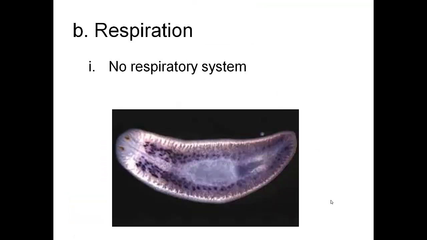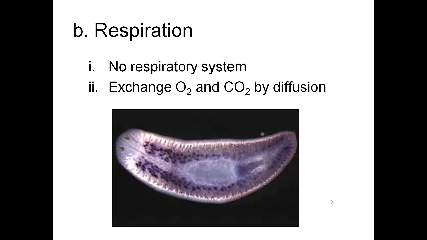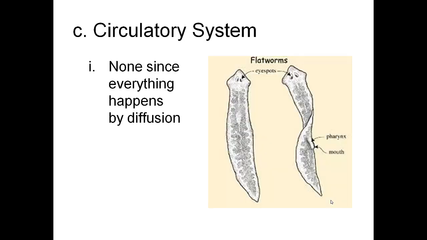How they respire? They don't have a system, so no gills, no lungs. They just use diffusion, which is the same thing as saying through their cell membranes. Circulatory system: they also don't have a heart or blood vessels. Everything just happens by diffusion. They're so small and flat, they don't need blood vessels to help transport things around.